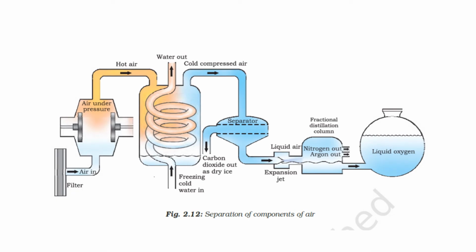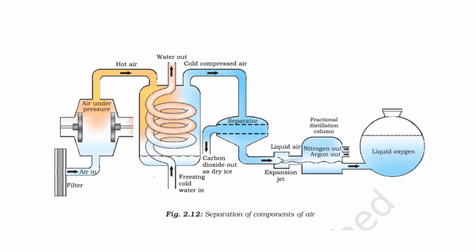The air is allowed to pass through a filter to remove carbon, dust and other impurities. The air then passes through a chamber where it is compressed to high pressure. The hot air from this chamber is allowed to pass through a coolant, that is, freezing cold water is circulated inside the chamber. The temperature gets reduced and the cold compressed air from this chamber is allowed to pass through a separator where the solid carbon dioxide, that is nothing but dry ice, is removed.